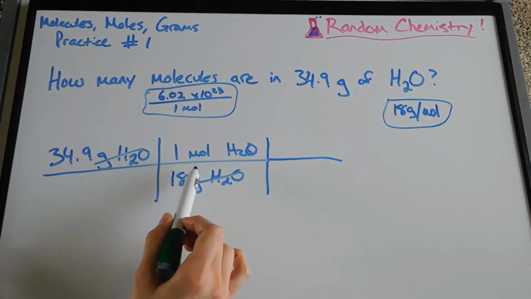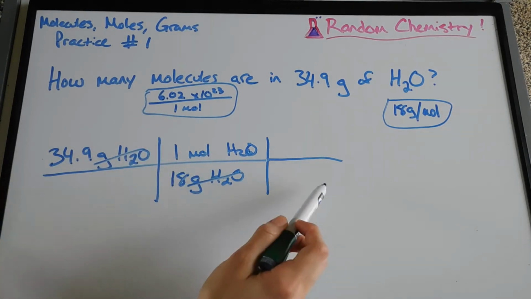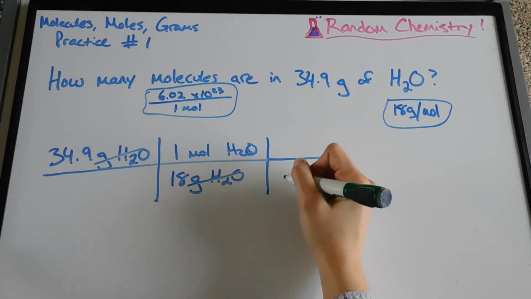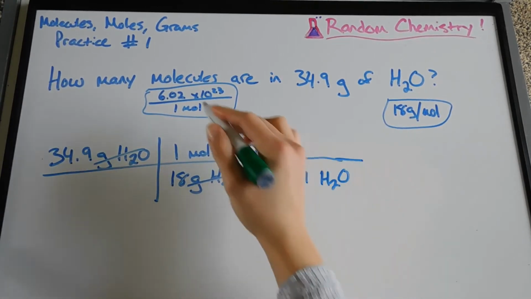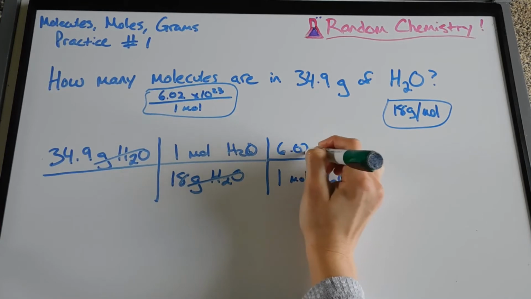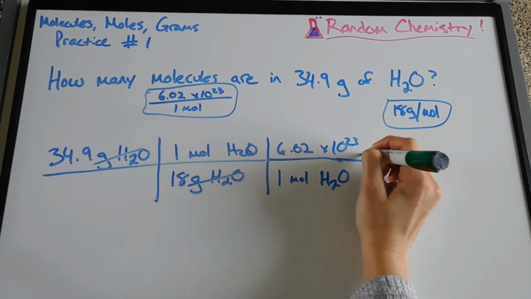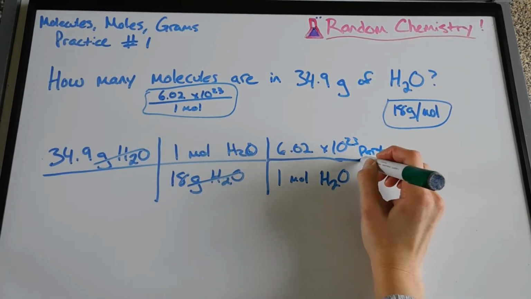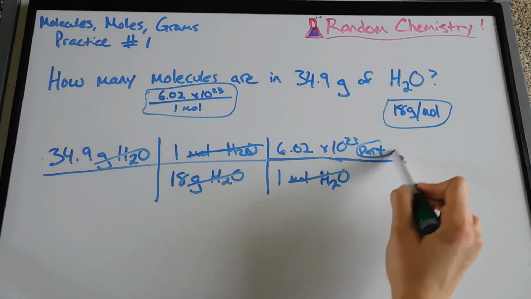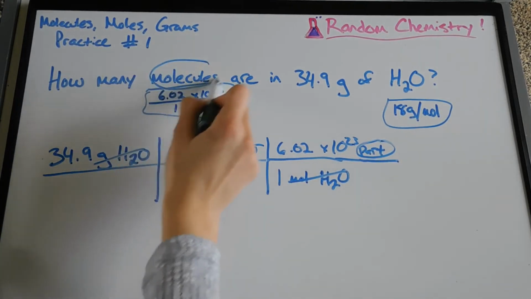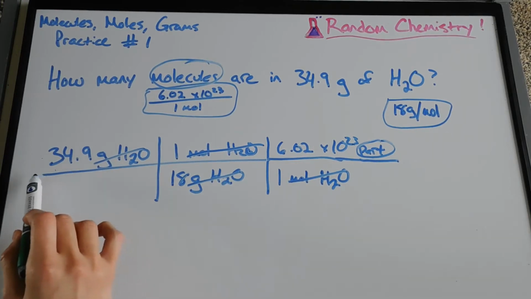Now I need to use Avogadro's number as a conversion factor. And if I have moles on top, I want moles on bottom. So 1 mole of H2O has 6.02 times 10 to the 23rd particles or molecules. So now moles cancels and I'm left with particles or molecules, which is what the question is asking me for. Now I put this into my calculator.